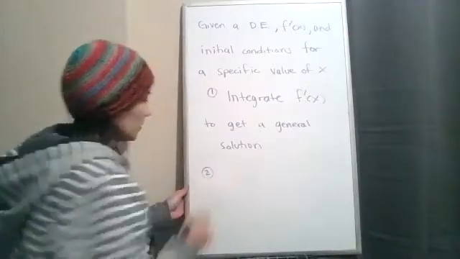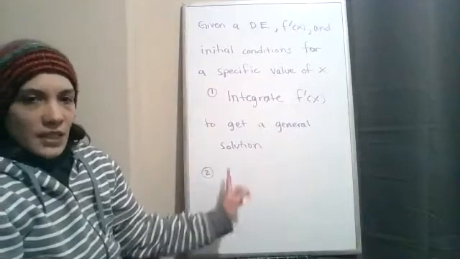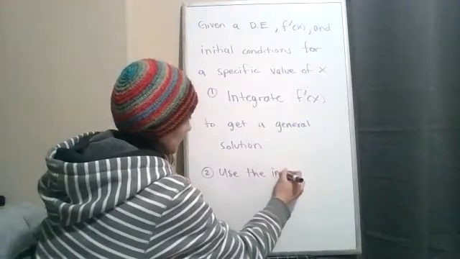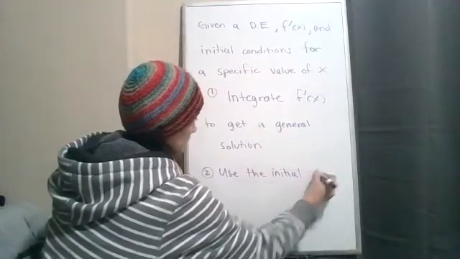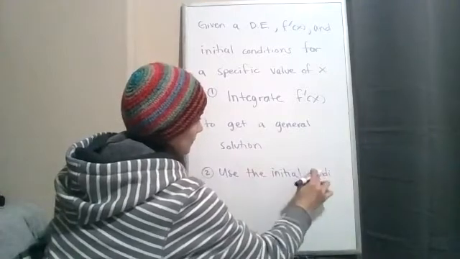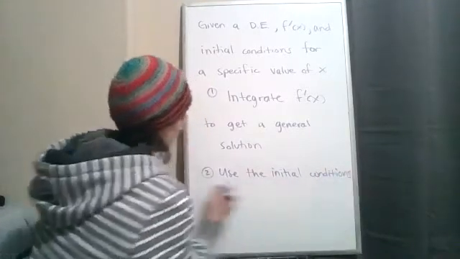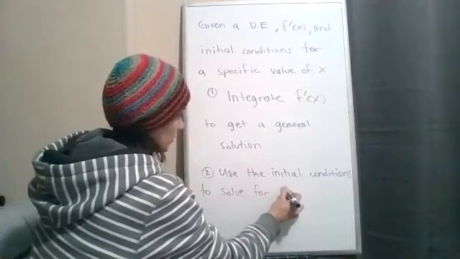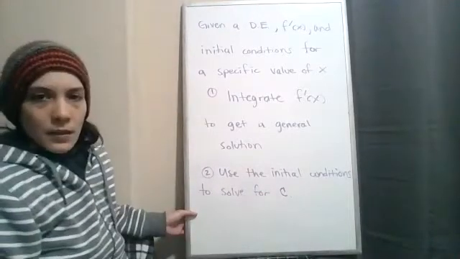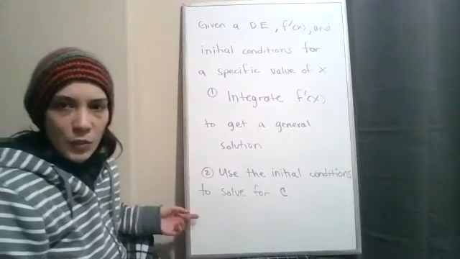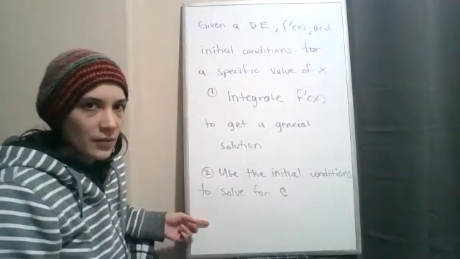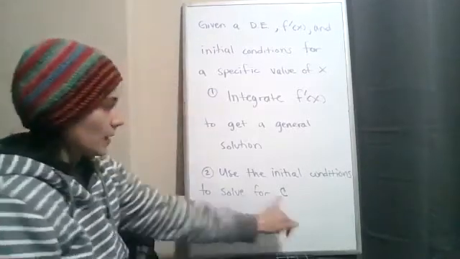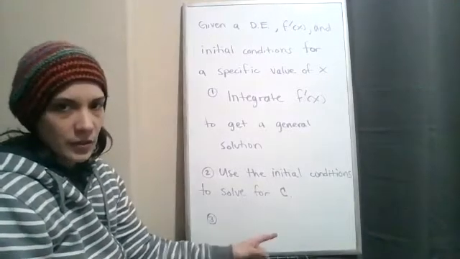Number 2, use the initial conditions to solve. And then I guess you could put a reminder as number 3 that you do write the final equation at the end. So number 3, substitute c to get the particular solution.